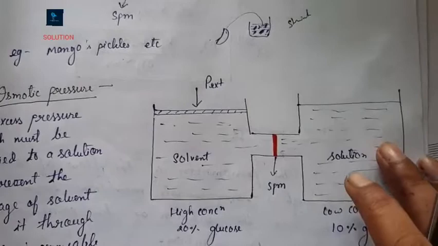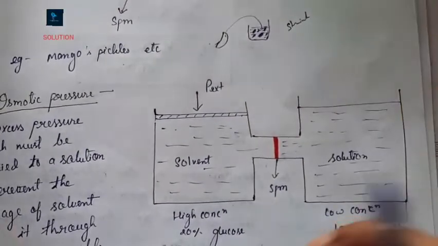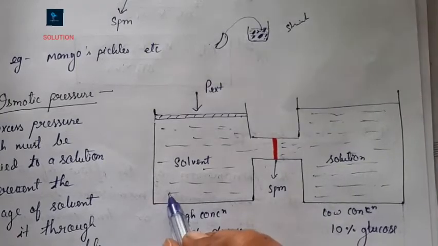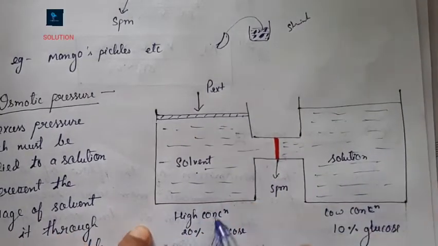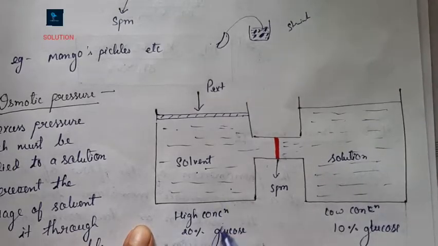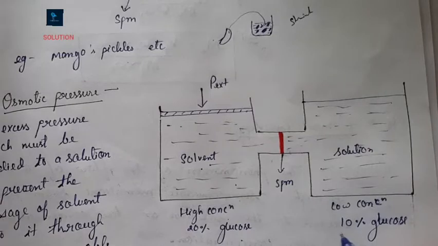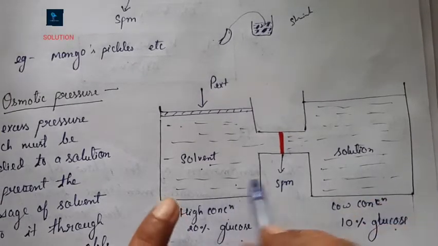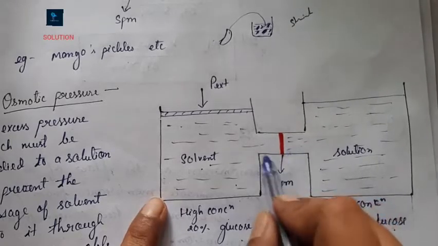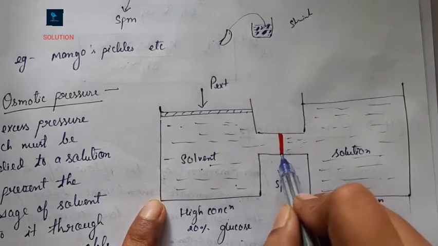What is osmotic pressure? Now come to the point. Here I am taking two tanks. The first is solvent and the second is solution. The first tank is filled with a higher concentration of 20% glucose, and the second is a lower concentration of 10% glucose solution, and both are connected by a bridge, and here is the SPM, or semi-permeable membrane, in between them.